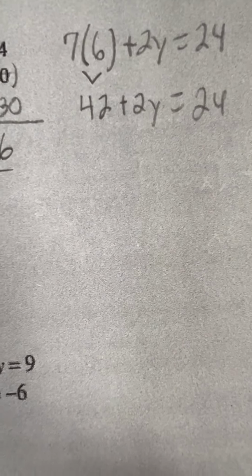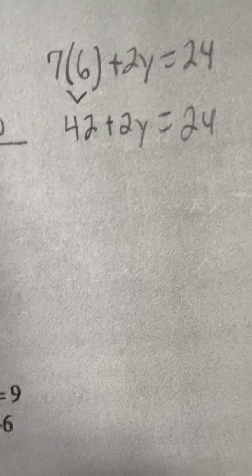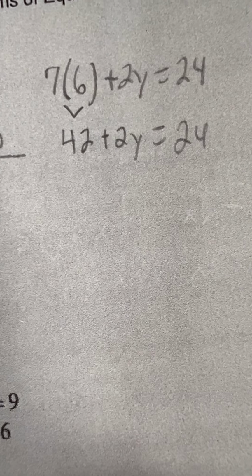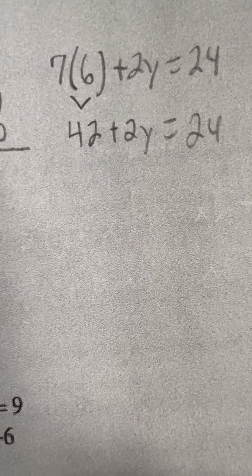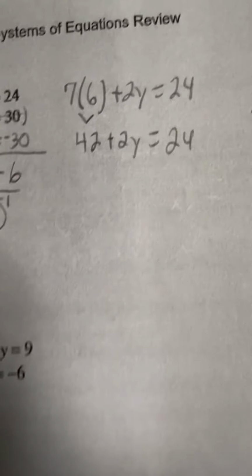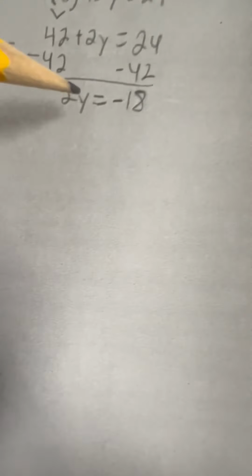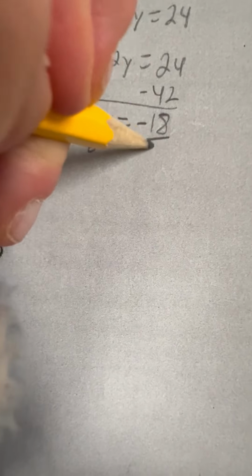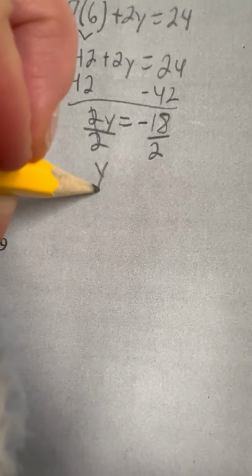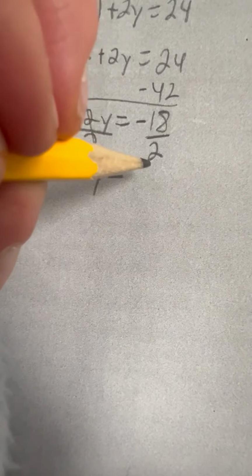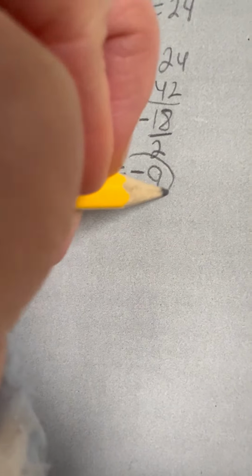Now the next step I want to do, since this is now kind of looking like a two-step equation, is I want to make sure that I subtract from both sides that 42 and get y by itself. And what that's going to do is leave me with 2y is equal to -18. Divide both sides by that 2 in front of the y, because that is multiplication. So I'm going to do the opposite operation, and -18 divided by a +2 is a -9.